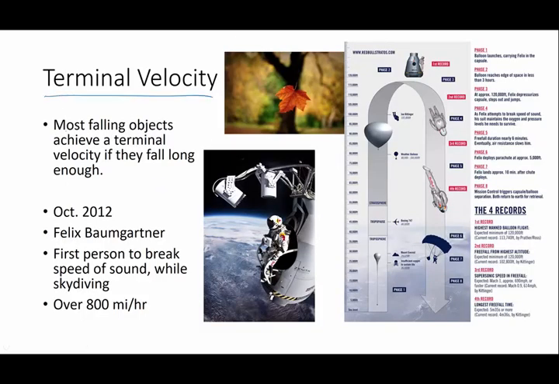Now, most objects that fall through the sky are actually going to achieve a terminal velocity. When you see a leaf falling out of a tree, a piece of paper blowing in the wind that's falling, if they're light, small objects and they're not falling a long way, they're going to actually reach a terminal velocity.